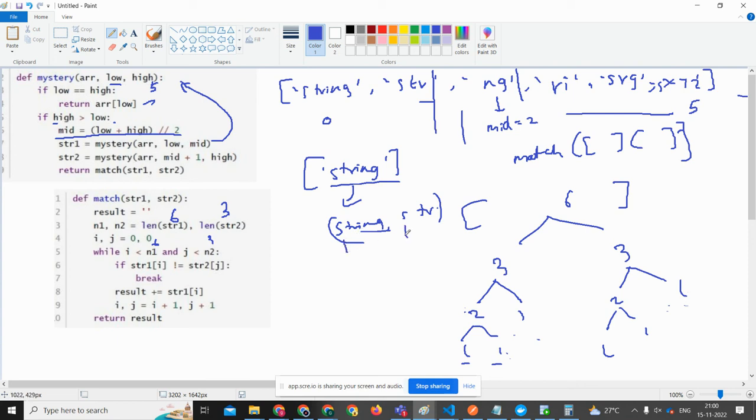In this case, it's matching, right? So the first character is matching. Okay, so we'll continue. Both the pointers will increase by one, and the result is also being increased. The thing which is matching we take into account, so that gets appended to the string that we have.